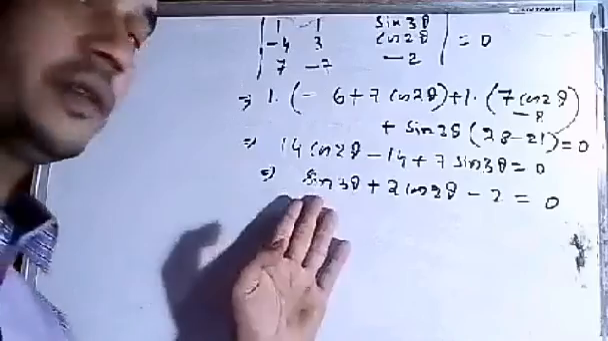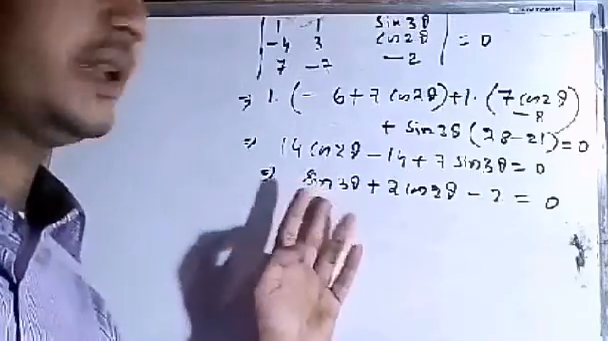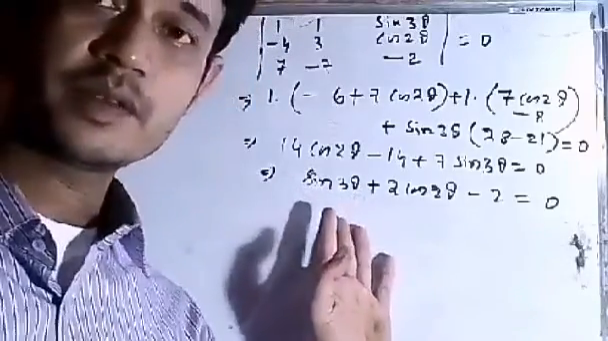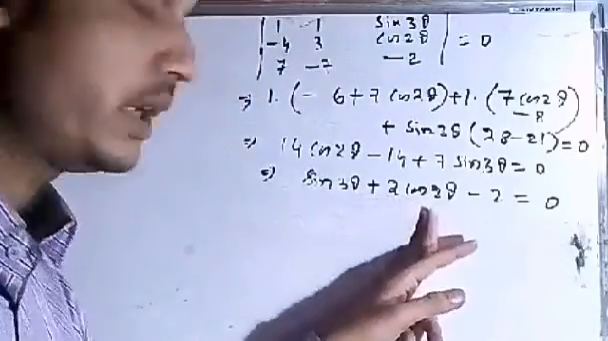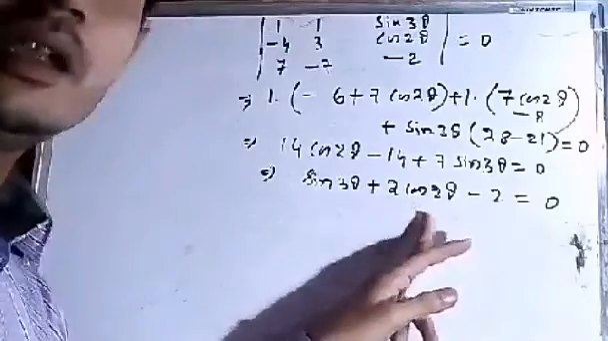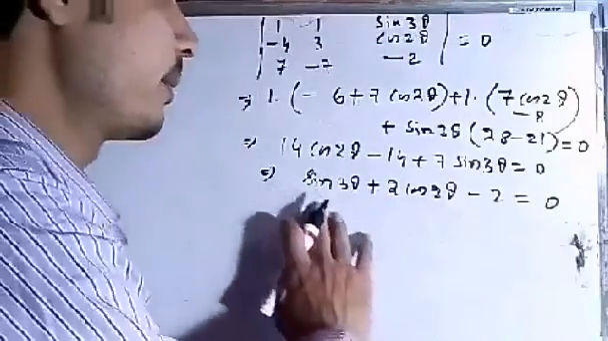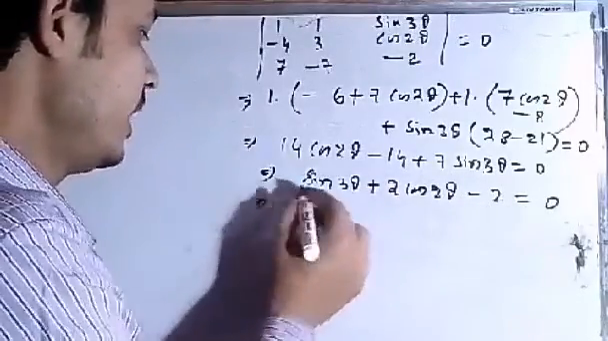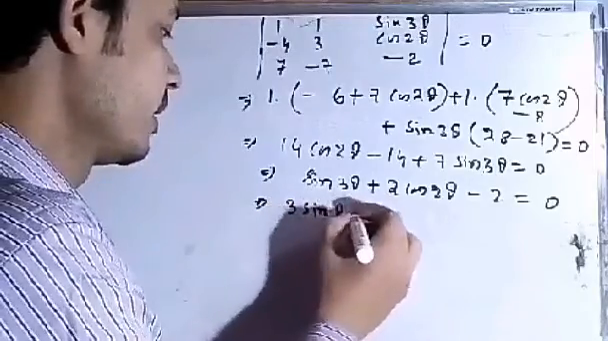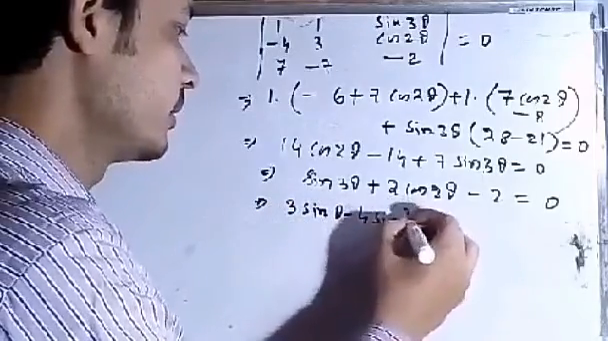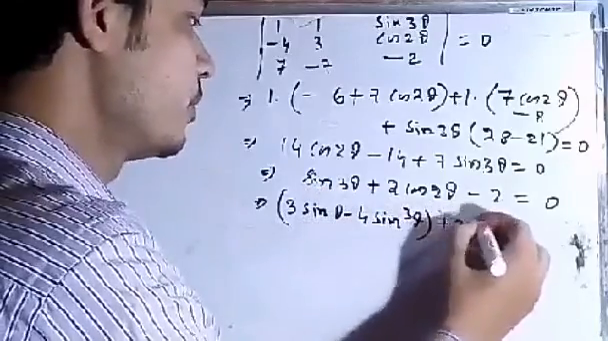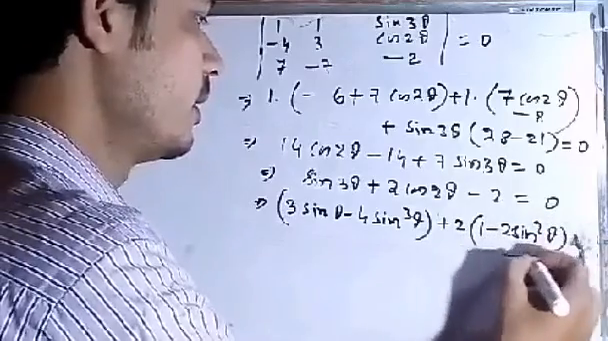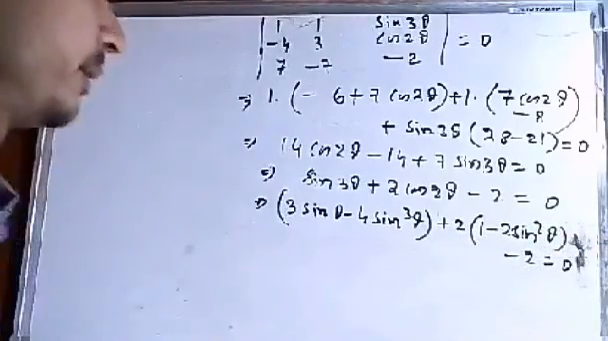Now we know that in trigonometry in class 11 we have the formulas for multiple angles. The formula for sin 3 theta is 3 sin theta minus 4 sin cube theta, and the formula for cos 2 theta in terms of sin theta is 1 minus 2 sin square theta. So let us express this expression in terms of sin theta. So this implies 3 sin theta minus 4 sin cube theta plus 2 into (1 minus 2 sin square theta) minus 2 equals 0.